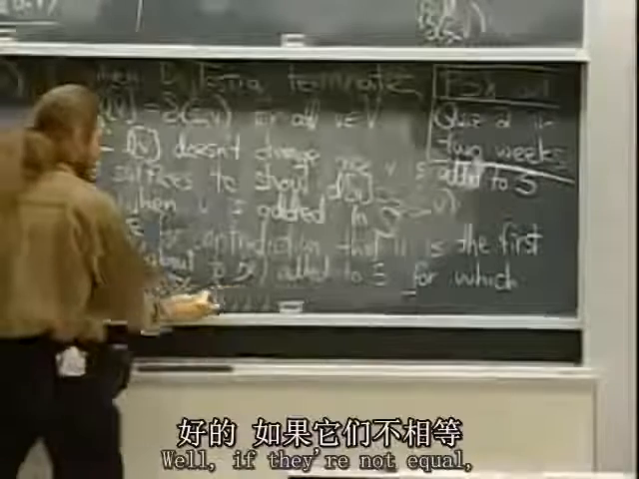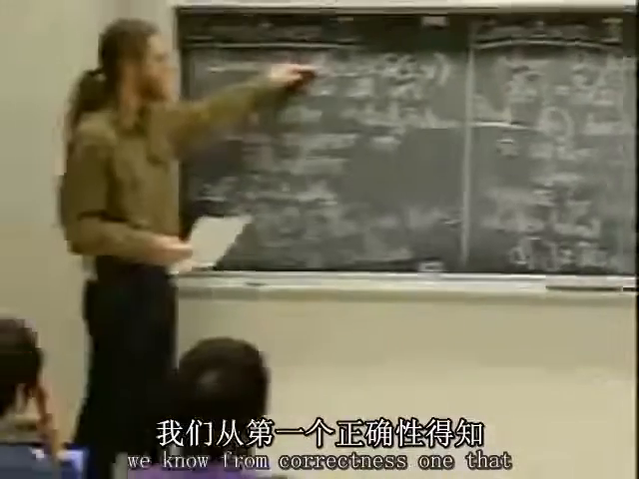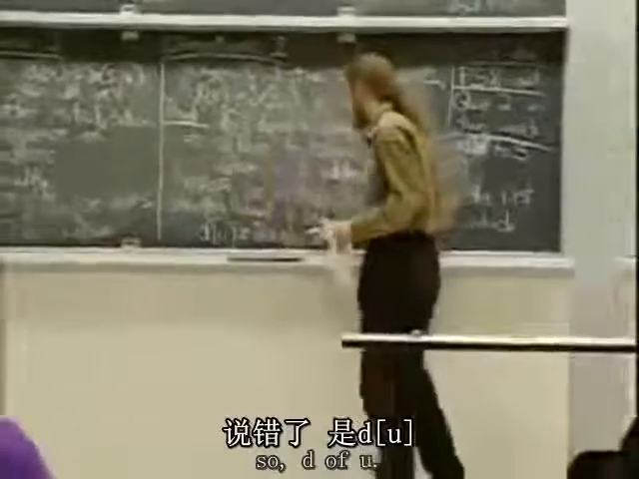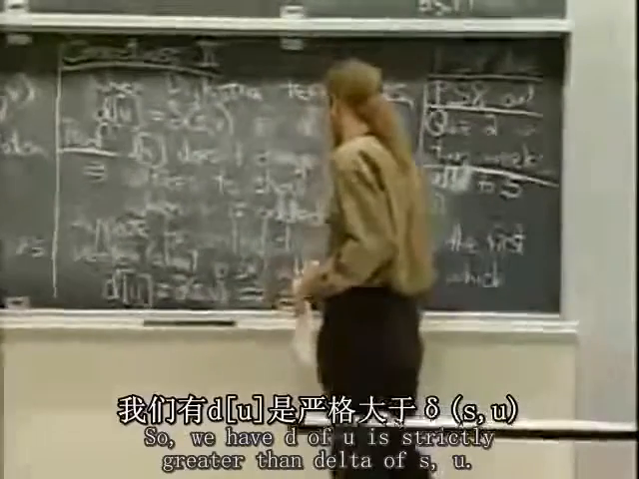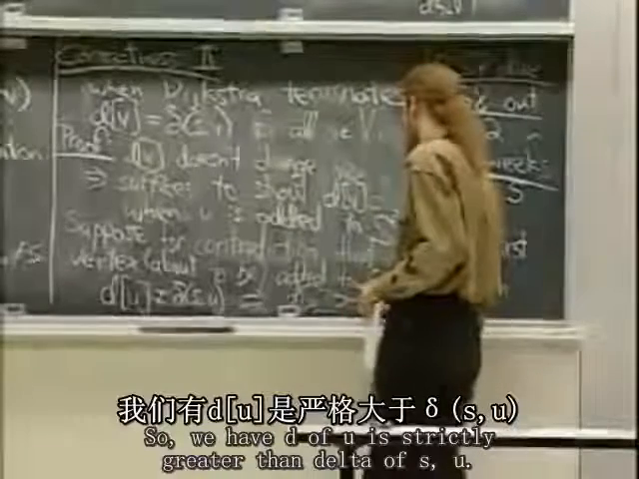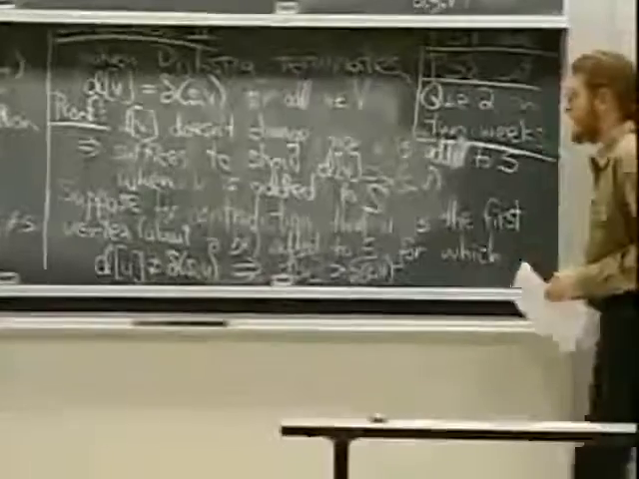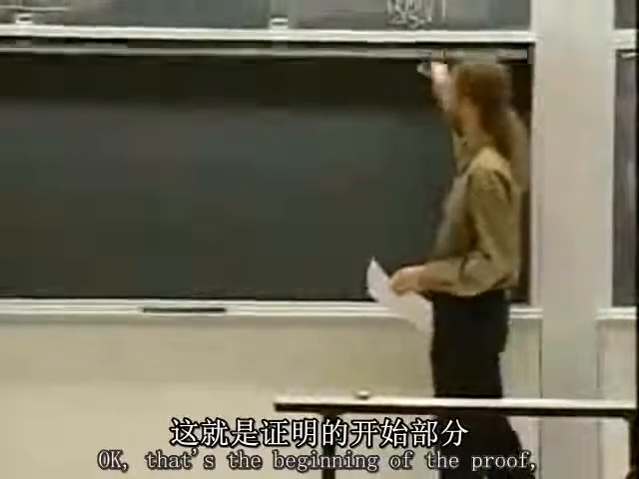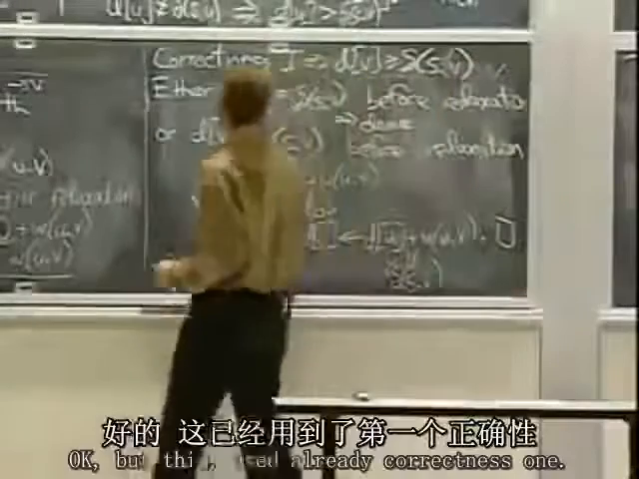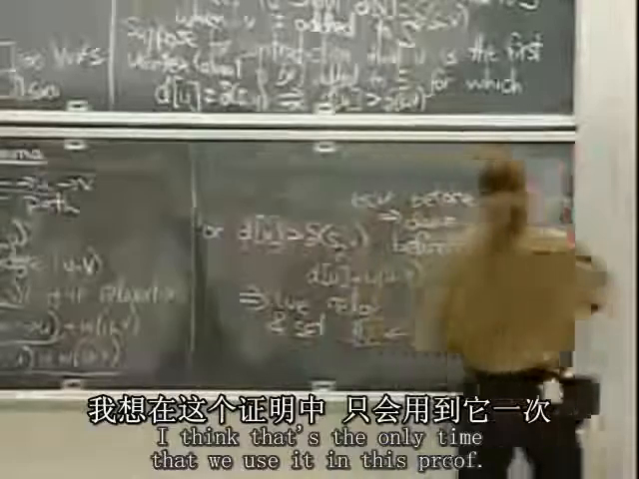Well, if they're not equal, we know from correctness 1 that d of u is strictly greater than delta of s comma u. So we have d of u strictly greater than delta of s comma u. That's the beginning of the proof. Nothing too exciting yet. Just some warm-up. But we've used already correctness 1. I think that's the only time that we use it in this proof.